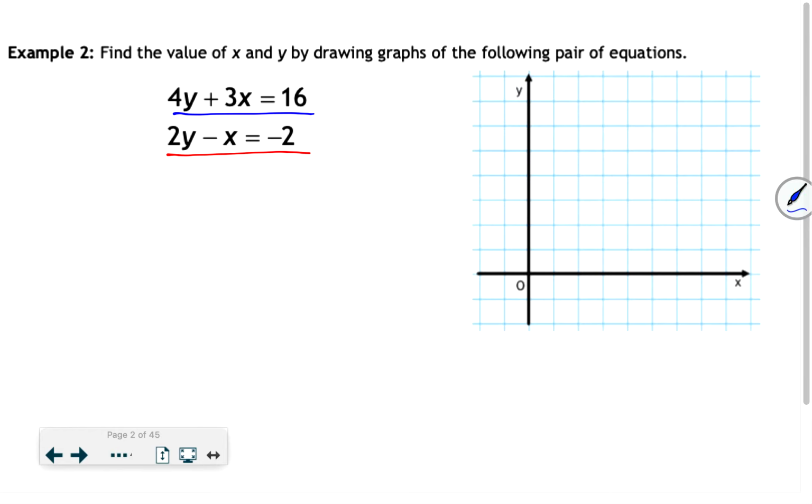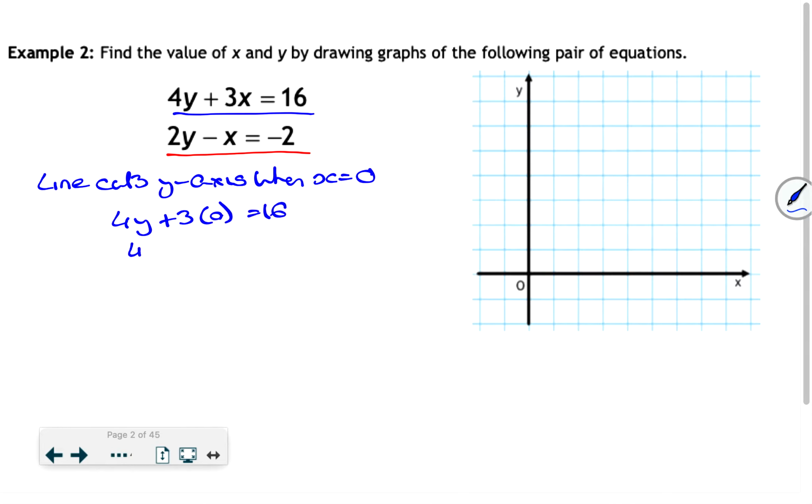So I can say that the line cuts the y-axis when x is equal to 0. So that's going to give me 4y plus 3 times 0 is equal to 16. So 4y is equal to 16, so y is equal to 4. So that's cutting the y-axis at the point 0, 4. 1, 2, 3, 4. Cutting there.